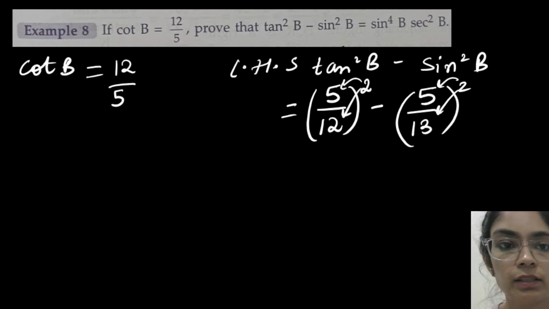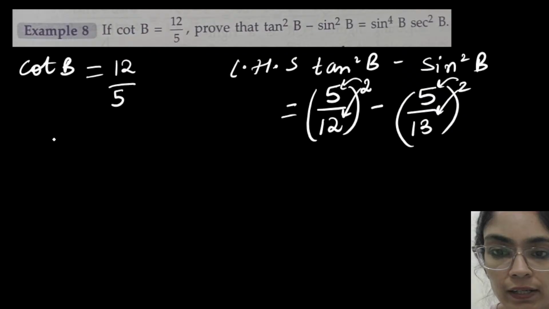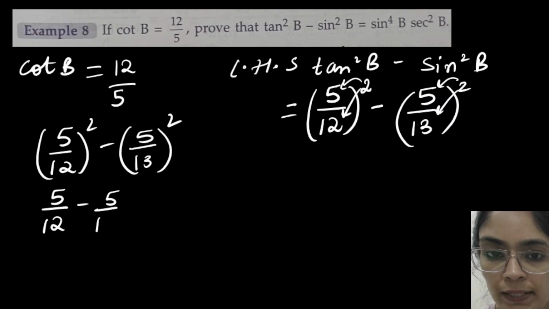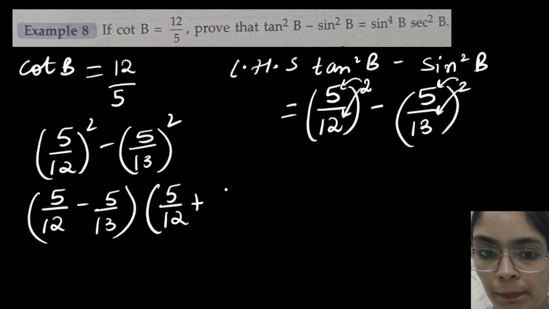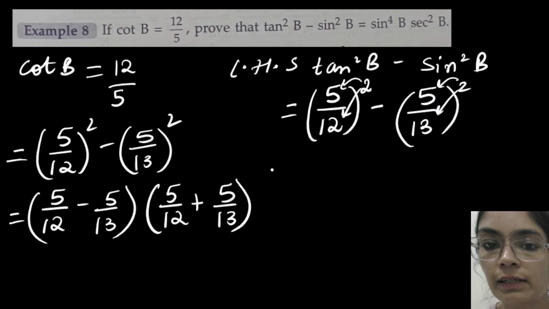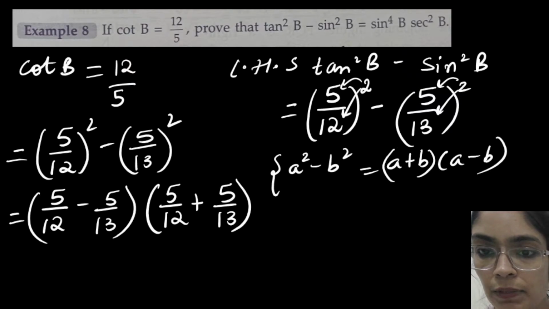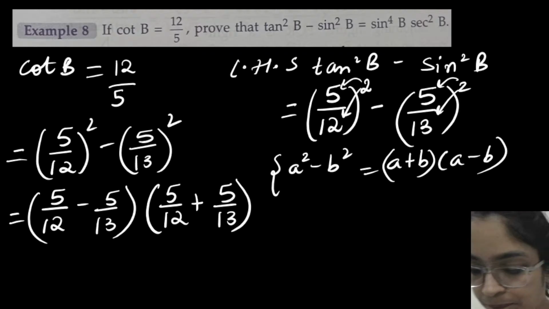So you have shared the calculation also. So here what I have 5 by 12 whole square minus 5 by 13 whole square. So I can do by 5 by 12 minus 5 by 13 into 5 by 12 plus 5 by 13. A square minus b square identity we can apply. We know this thing a square minus b square is equals to a plus b into a minus b. So we can do this way.